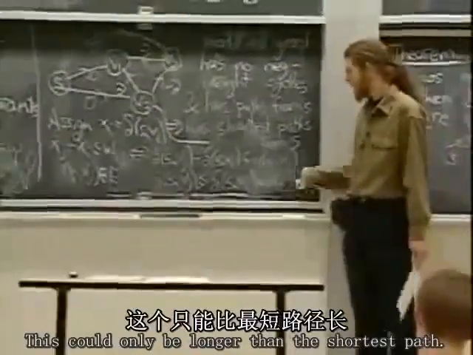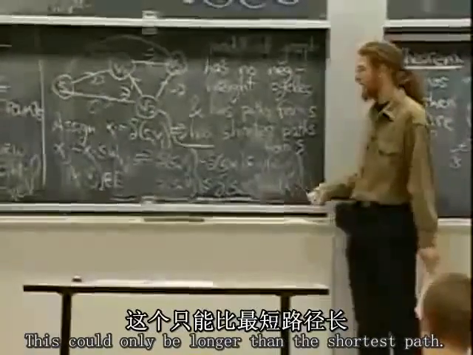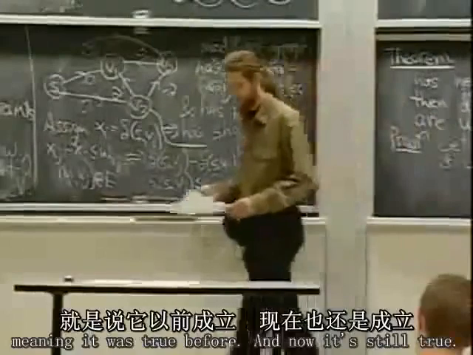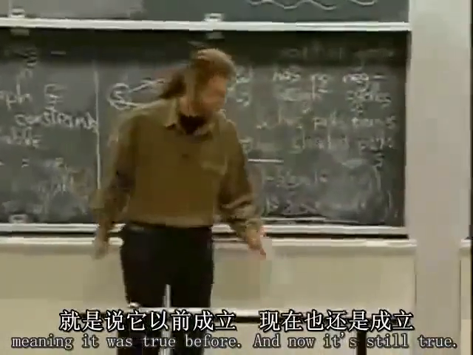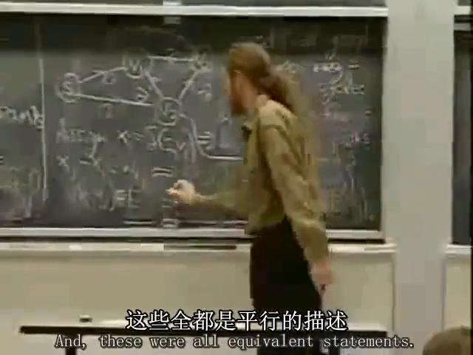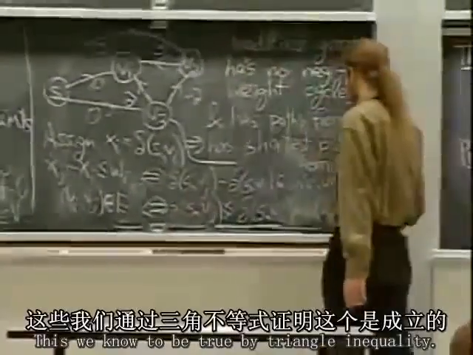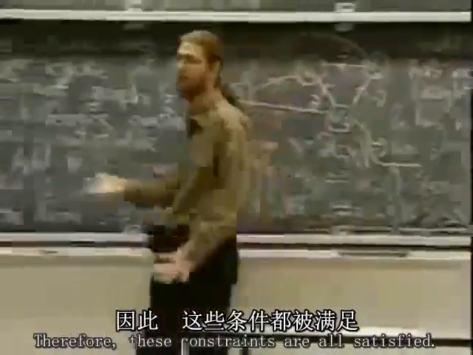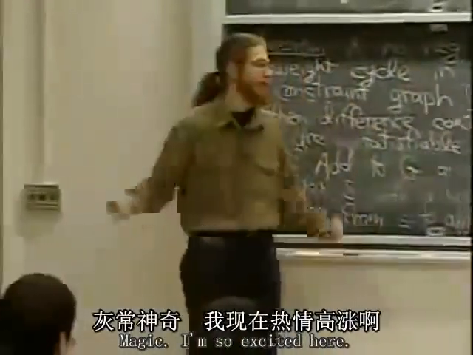This can only be longer than the shortest path, and so that makes the right-hand side bigger, which makes this inequality more true. Okay? Meaning it was true before, and now it's still true. And that proves that this is true, and these were all equivalent statements. This we know to be true by triangle inequality, therefore these constraints are all satisfied. Magic.